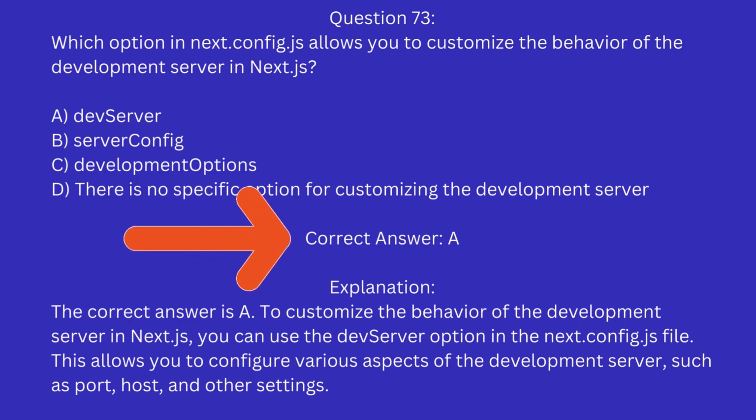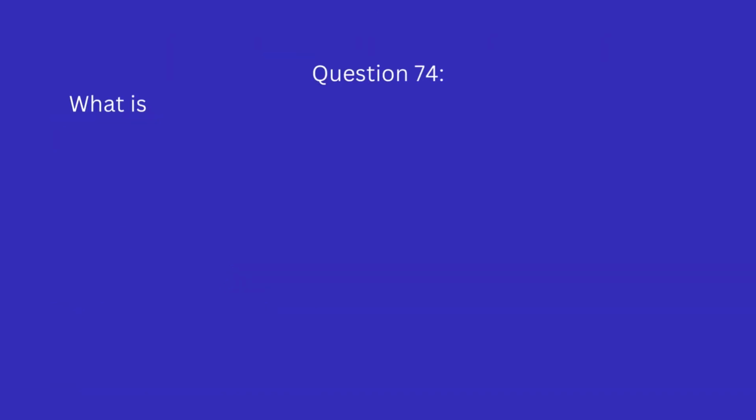Correct answer: A. Explanation. The correct answer is A. To customize the behavior of the development server in Next.js, you can use the dev server option in the next.config.js file. This allows you to configure various aspects of the development server, such as port, host, and other settings.